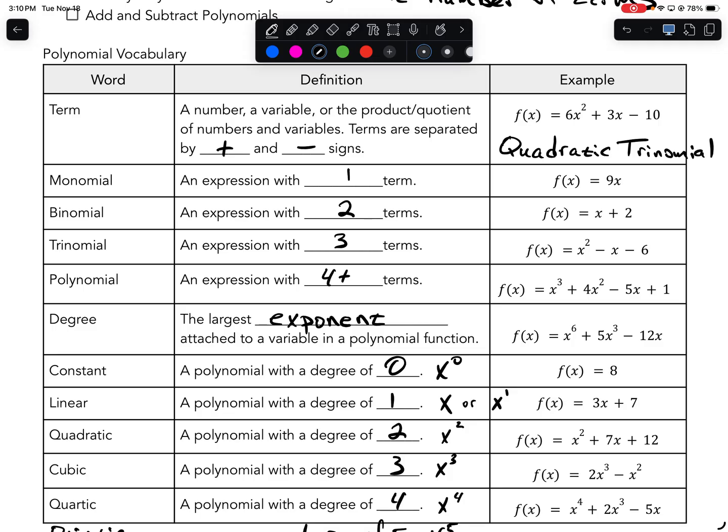Okay, 9x to the, what power is that, Ryder? X to the what power? 1. Good job. What's that one called? Linear. What? Nope, because it's got an exponent. 1 degree, or 1 term is what?